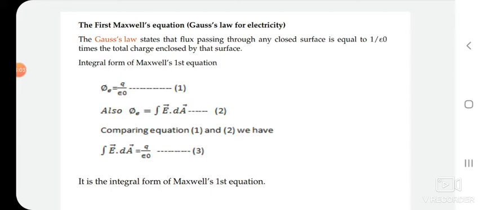In today's lecture, we are going to derive the first Maxwell equation for free space. Actually, Maxwell was the first person to calculate the speed of propagation of electromagnetic waves, which was the same as the speed of light, and came to the conclusion that electromagnetic waves and visible light are similar. That means he showed that visible light is a part of electromagnetic waves.